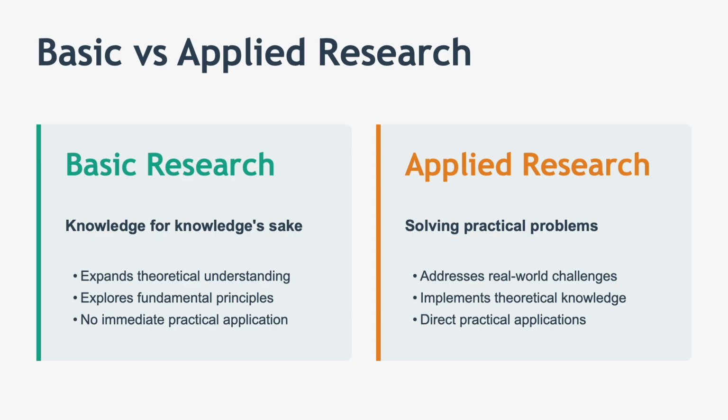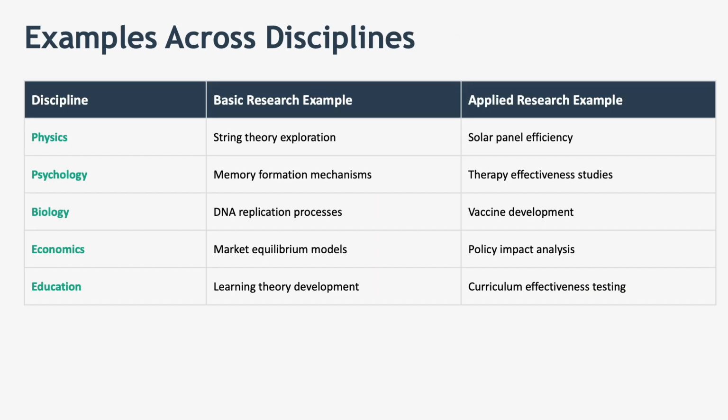The crucial point to understand here is that these approaches are complementary, not competing. They form a continuous cycle where basic research provides the theoretical foundation that applied research builds upon, and applied research often reveals new questions that send us back to basic research for deeper understanding. Let me illustrate this distinction with concrete examples across different disciplines, which you can see in this comprehensive table.